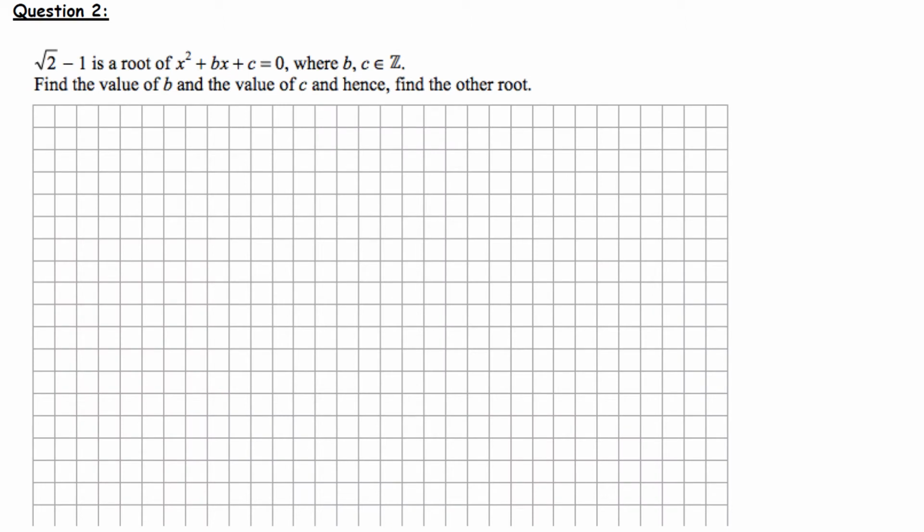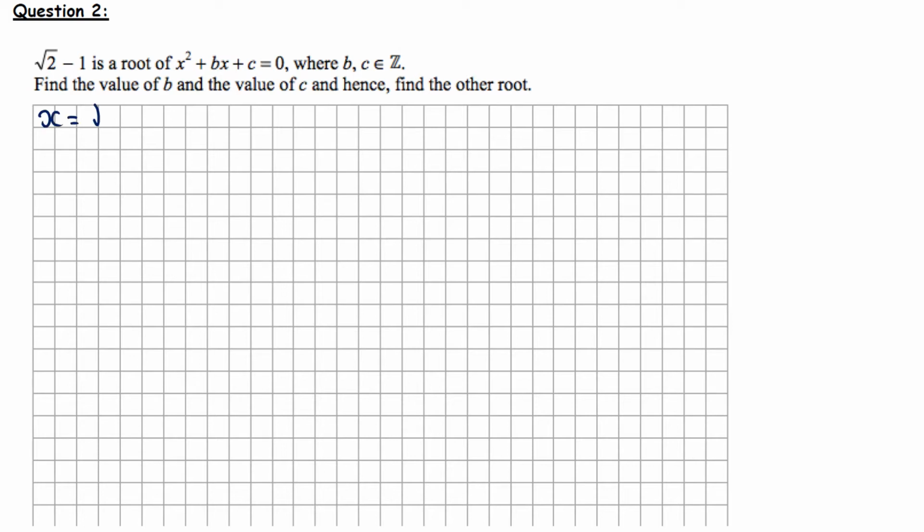So question 2. Root 2 minus 1 is a root of x squared plus bx plus c is equal to 0, where b and c are elements of Z, which is telling us they're integers, so positive or negative whole numbers. Find the value of b and the value of c, and hence find the other root. Okay, so we know that this is a root, so as soon as you're told a root, we should always write it in the same form.